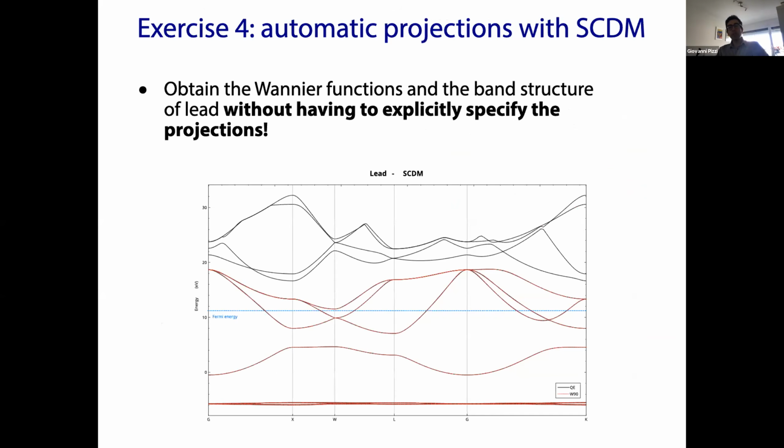And now we go to the interesting part, where we want to spend maybe 10 to 15 minutes before stopping, which is how to automatically obtain the projections using the SCDM method and the protocol we've devised. So exercise 4 will do again lead. You already saw the system, you already know how to interpolate it, but this time you will not say, okay, I want these projections, but the code will, so you will find a workflow which defines this all automatically.